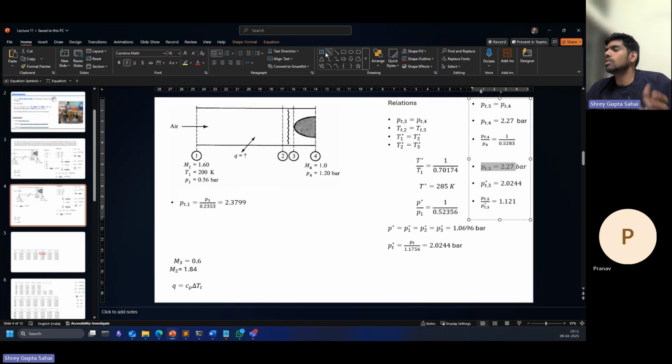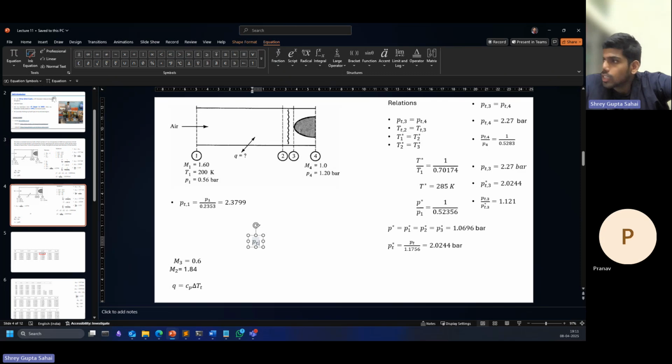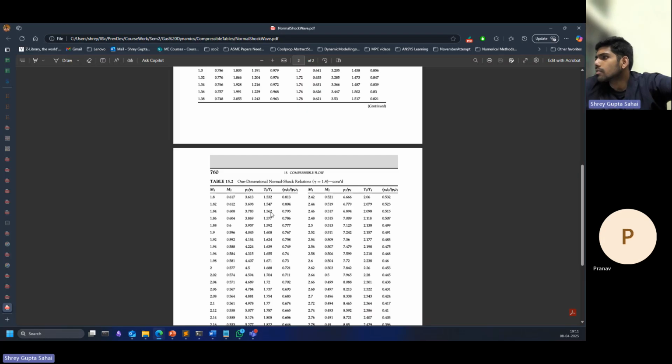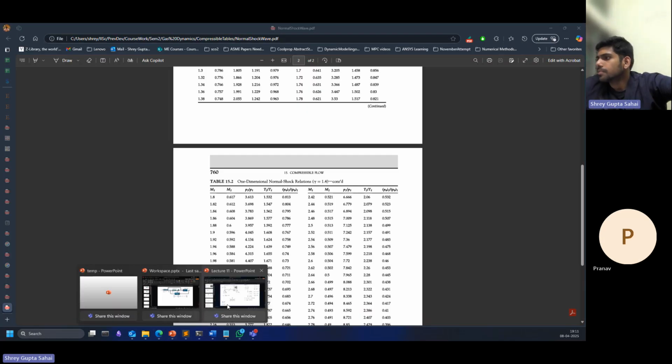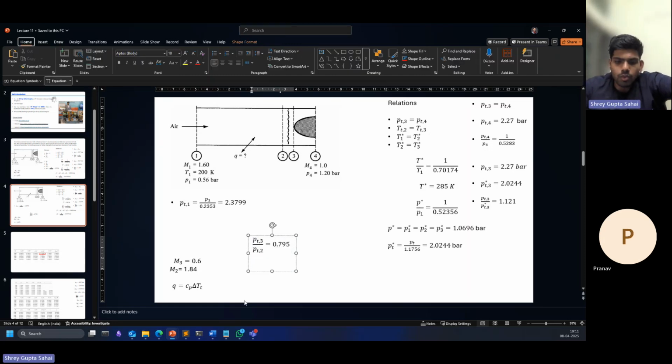So you have to use multiple tables while solving this problem, and there are multiple flow features in the same problem. So the total T by the total T is 0.9795. Let me just check. 0.795, yes. So we can find out what is P total 2.